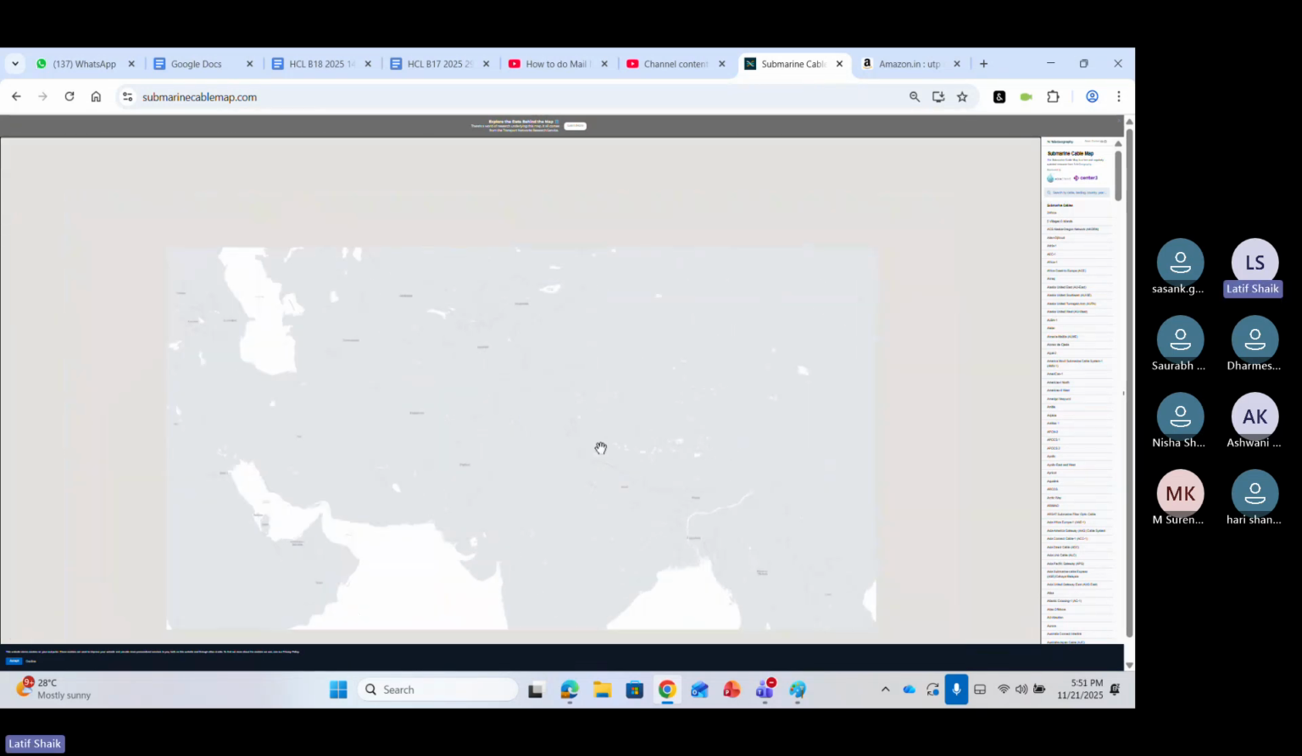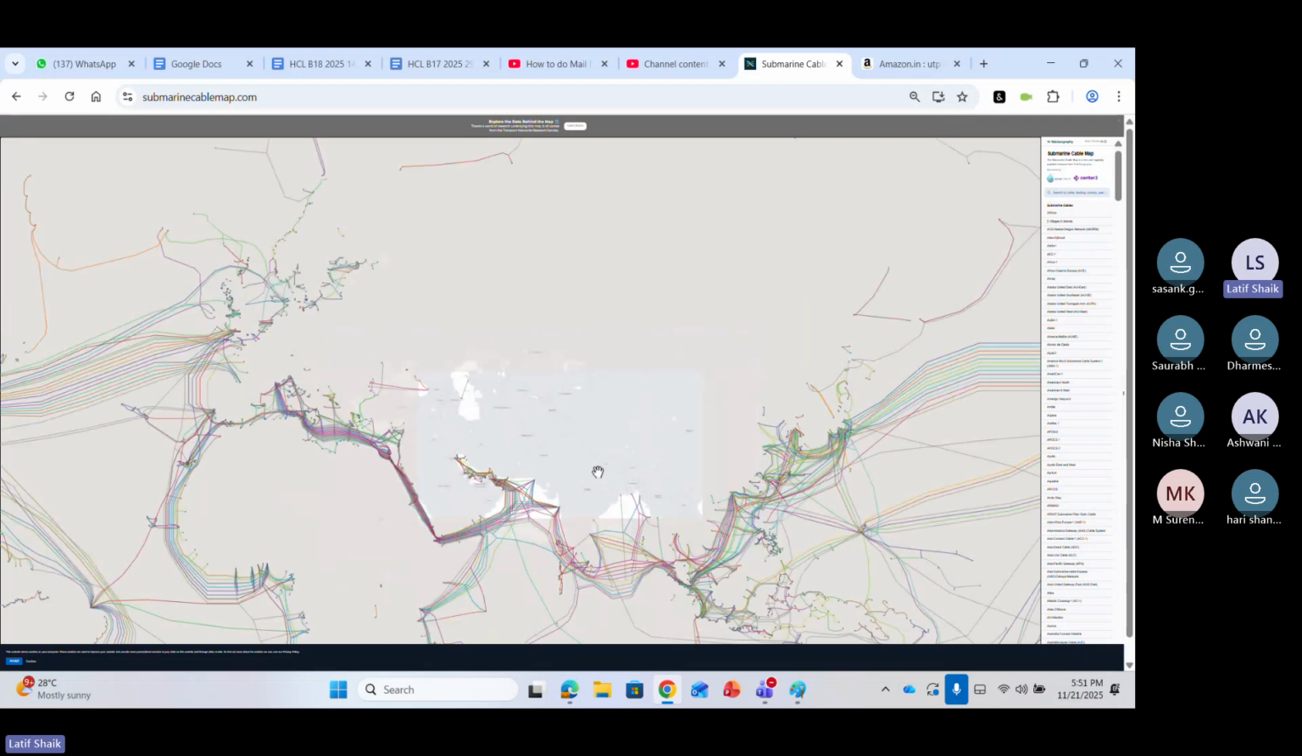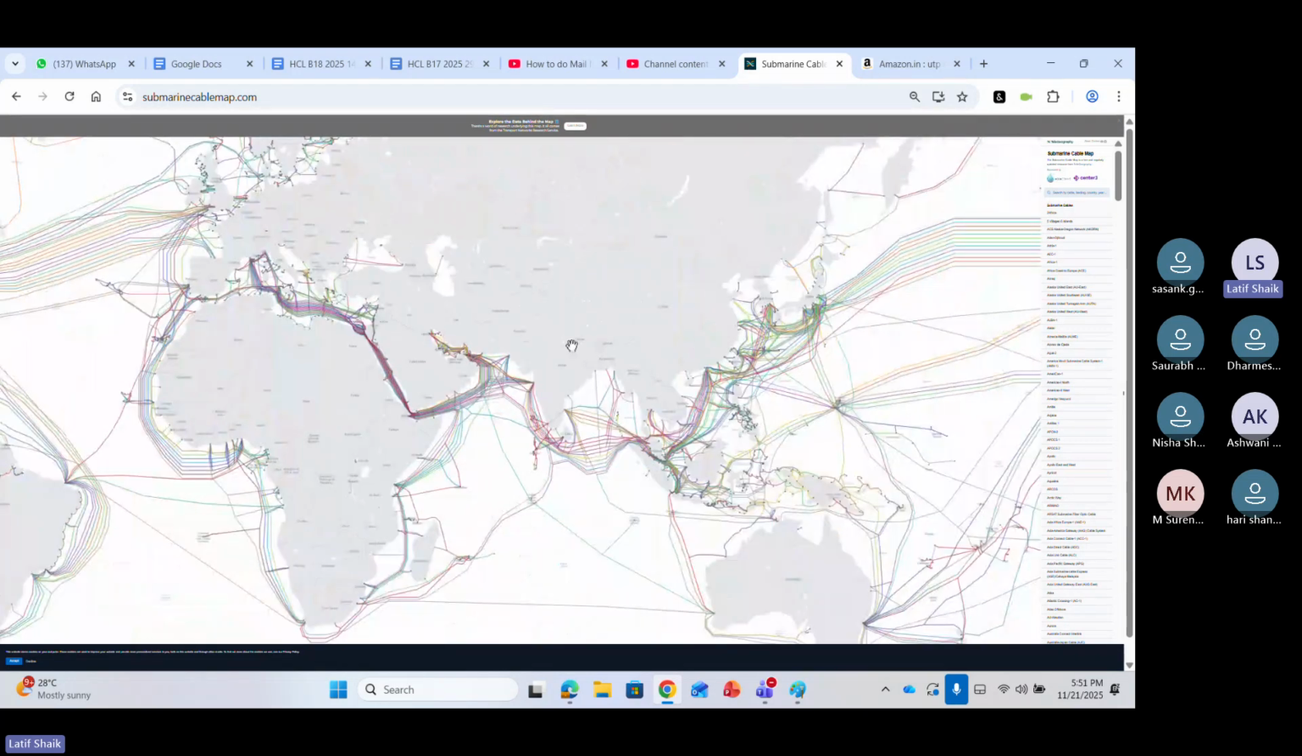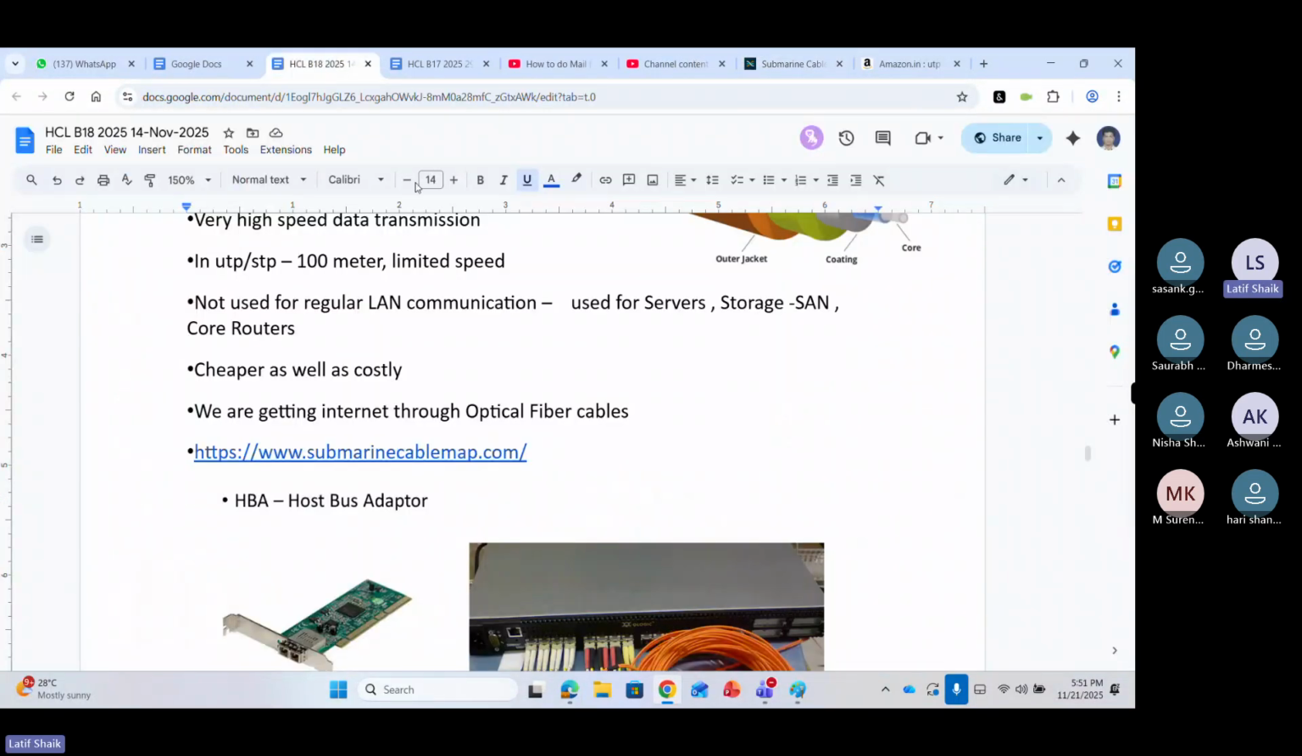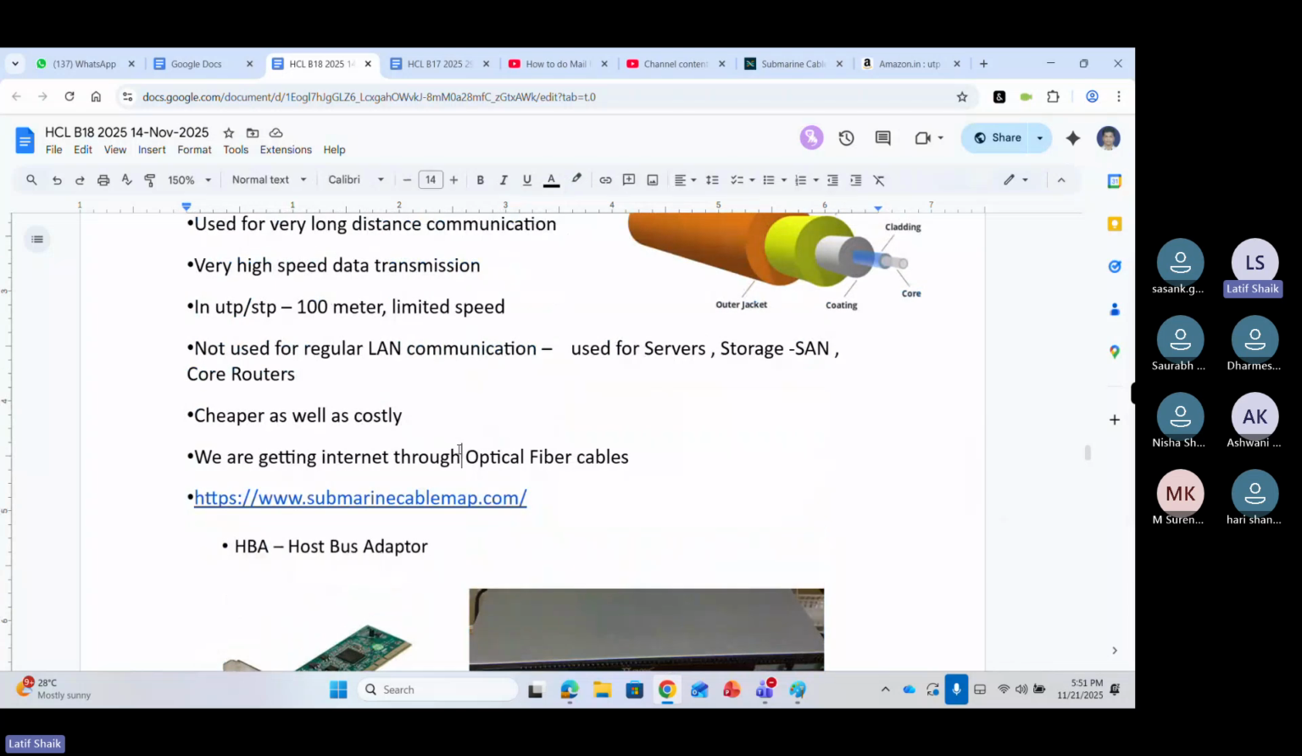Okay. So the use of satellite is very little in internet connections. Elon Musk's concept is different. I'm not talking about that. Okay. It is still not completely implemented. Anyway, this is the tradition. It's a submarine cable map.